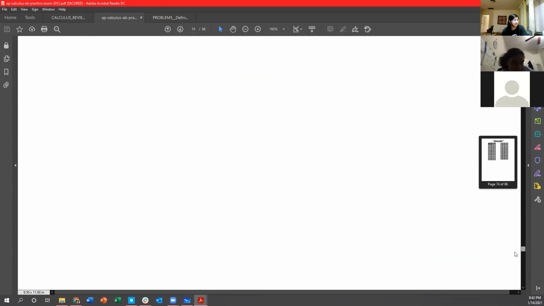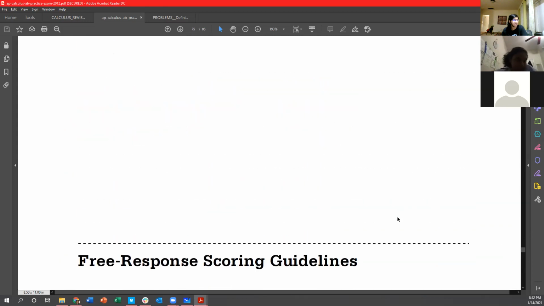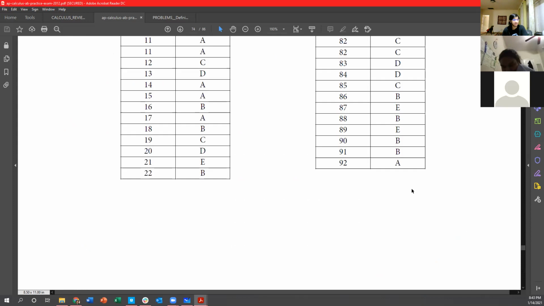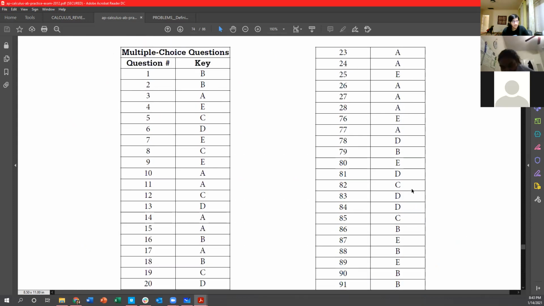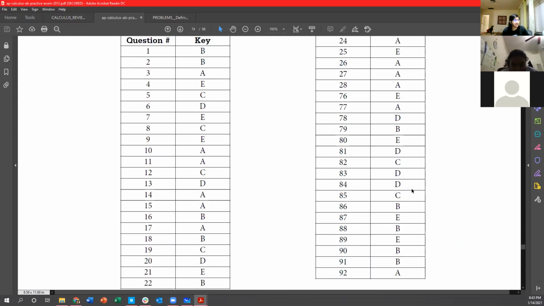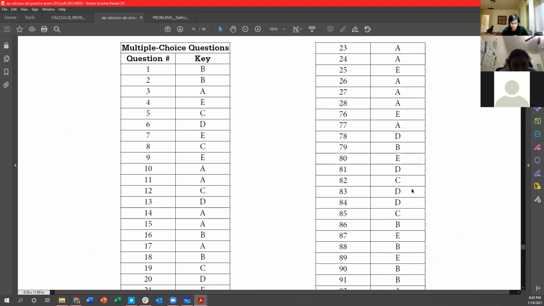Okay. I'm just going to slowly scroll up. All right, I'm gonna read them out. Can you check them real quick? So I think we already checked 84 and 83, which were both D. 28 A, 27 A, 26 A, 24 A. We had already done 25, which was E. And 23 we had already done, which was A.